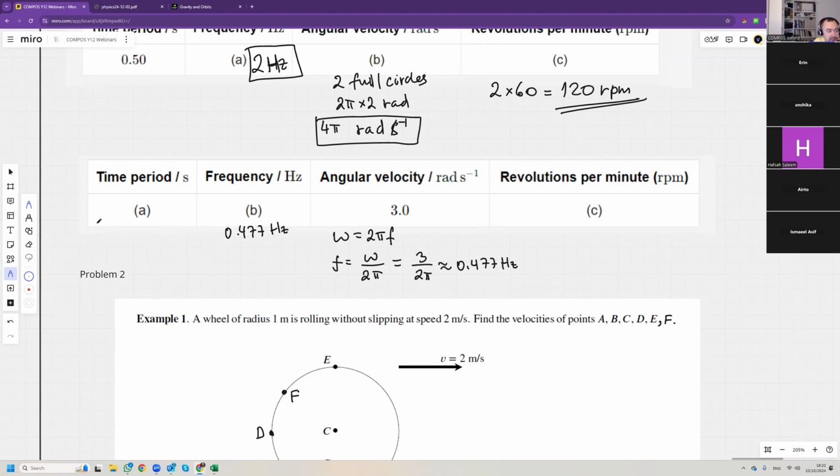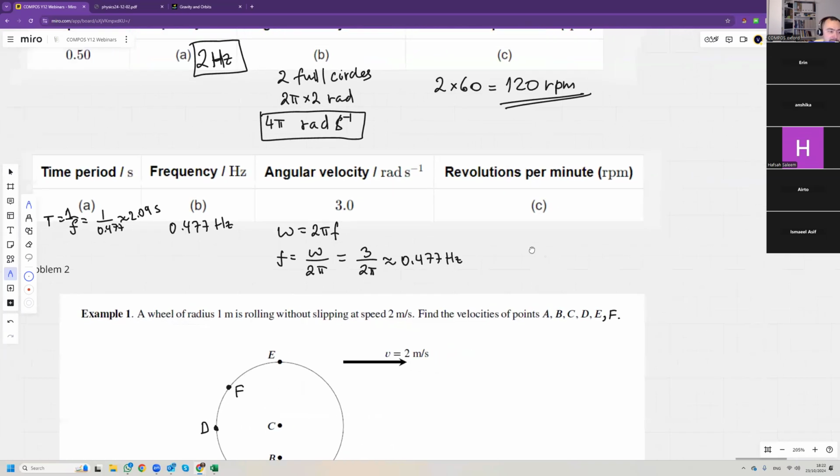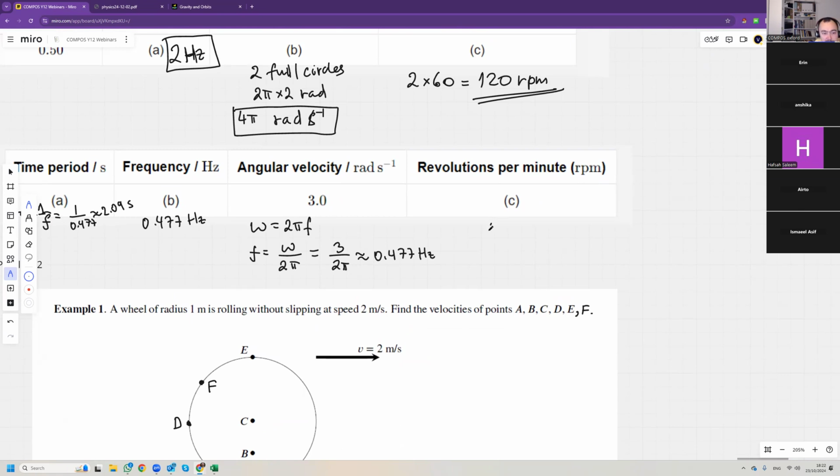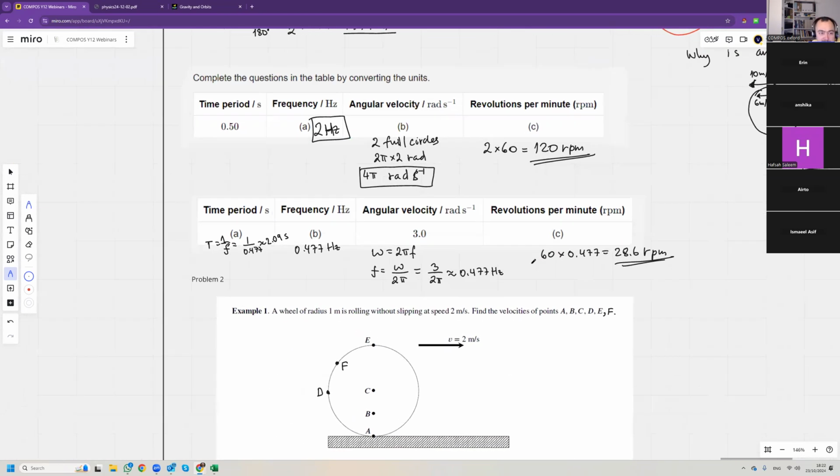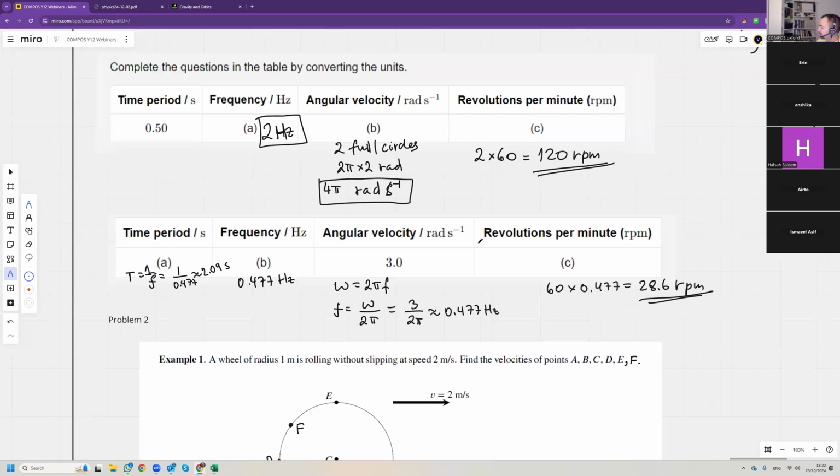The time period, well, we know that the time period is 1 divided by frequency, which is 1 divided by 0.477, which is approximately 2.09 seconds. And revolutions per minute, well, it's just frequency times 60. So it's 60 times 0.477, which makes it 28.6 RPM. 28.6 revolutions per minute. Is this making sense to you? Is there anything you don't understand here?